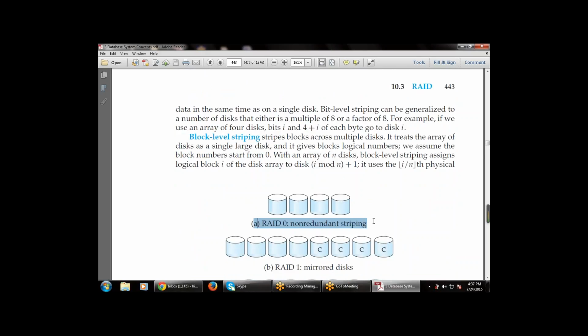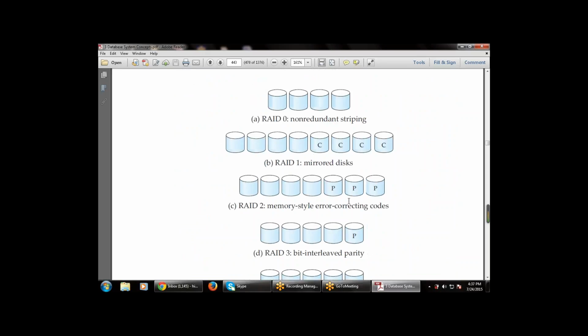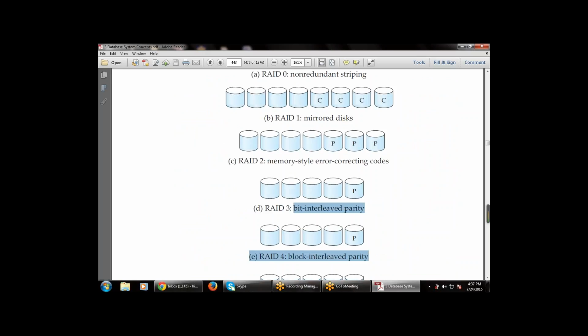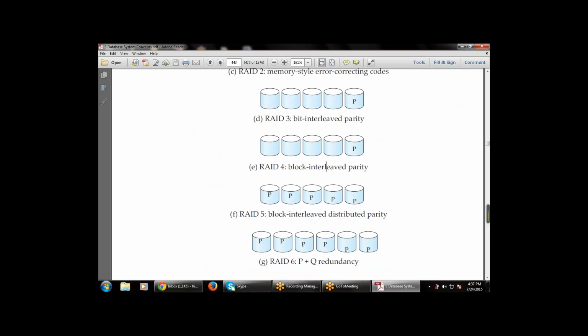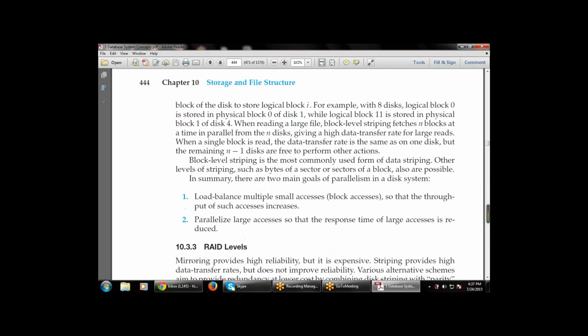And there is a RAID 0, that is a non-redundant striping. Then there is a RAID 1, that is a mirrored disk. RAID 2, that is a memory-style error correcting code. Then bit interleaved parity. Then there is a block interleaved parity, and then there is a block interleaved distributed parity. And RAID number 6 is P plus Q, that also uses the P terms.